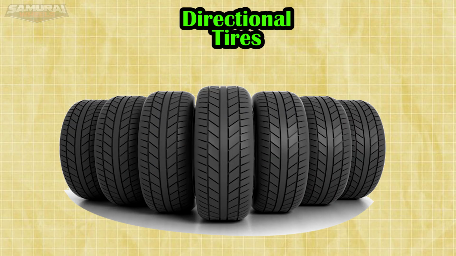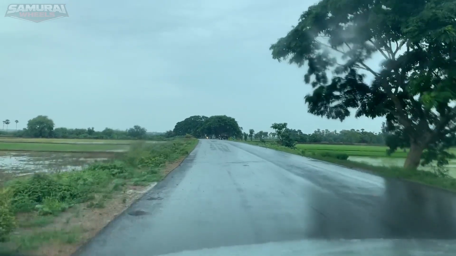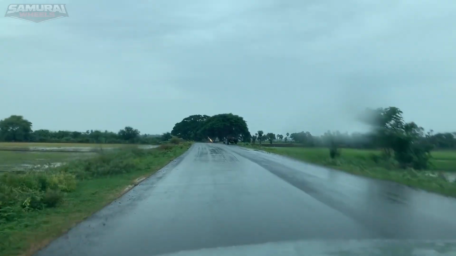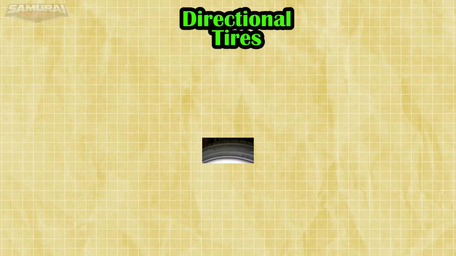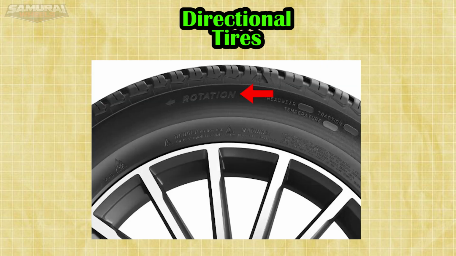First, directional tires, or unidirectional. Tread pattern: V-shaped or arrow-like, designed to rotate in one direction only. Best for wet traction, high-speed performance, and hydroplaning resistance. Must be mounted with a specific rotation arrow facing forward. If mounted incorrectly, performance and safety are compromised.